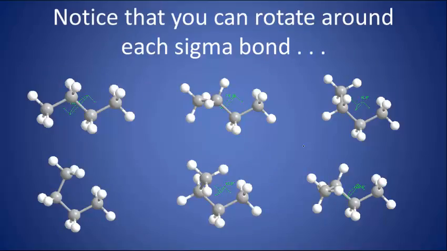All right, so what I want you to notice is, with the model in your hand, try rotating around bonds. There's a bunch of single bonds there. Try rotating around any of them. What I've kind of represented on the board is rotation around the central carbon-carbon bond. So note that you can rotate around the central carbon-carbon bond, but you can rotate around the other carbon-carbon bonds as well.